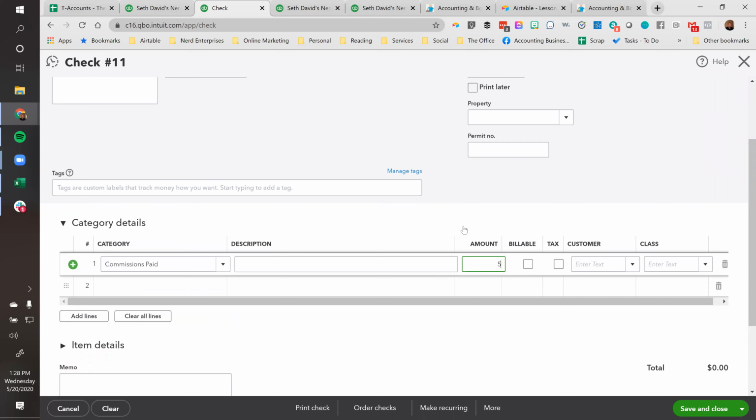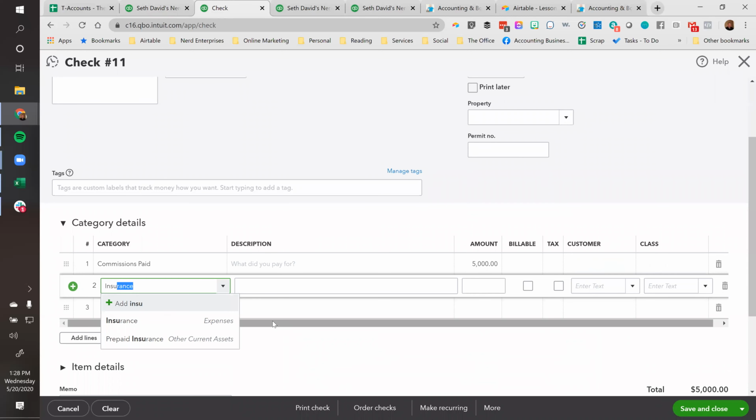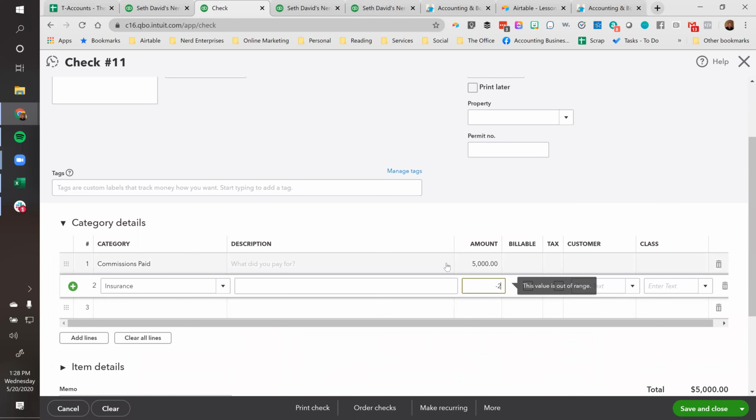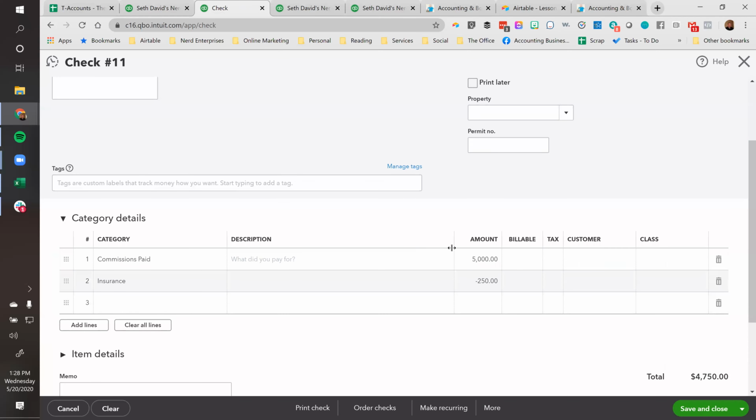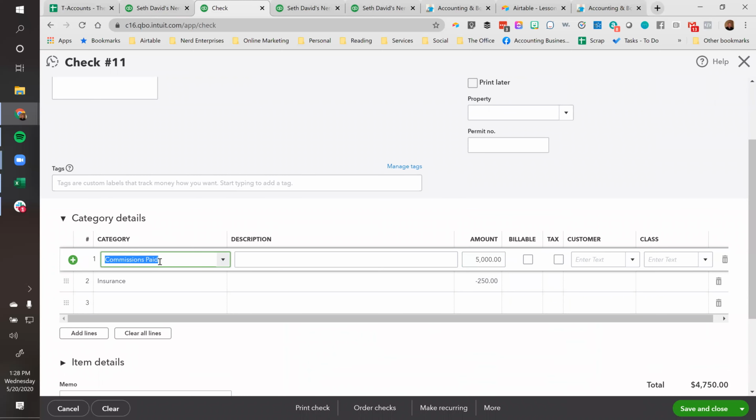Okay, the amount of the agent's commission is $5,000 in the example. If this were a real example, in the customer field I would list the name of the property. Then I have insurance, minus $250, okay? Now, once again, here's my net total check amount, right? The net is $4,750. That's my credit to cash or to the bank account. I'm debiting whatever account I put here. In this case, it's commissions paid, cost of goods sold. I'm debiting that $5,000, right?